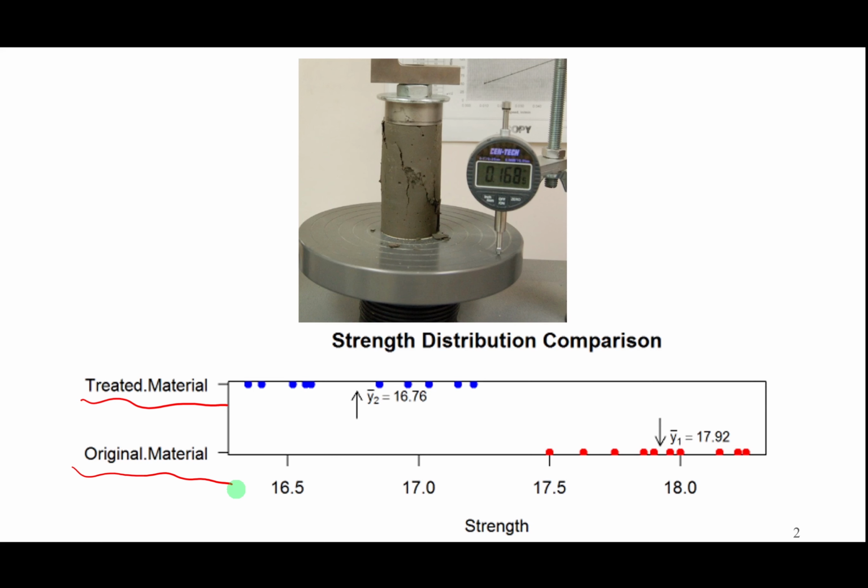For the original material, the average strength is 17.92, and for the treated material, it's 16.76. Now you may want to conclude that the treated material weakens the strength, but wait, is it possible that the difference between the two tested averages is merely due to experimental and random error, and adding the chemical actually does not cause any change to the material strength?